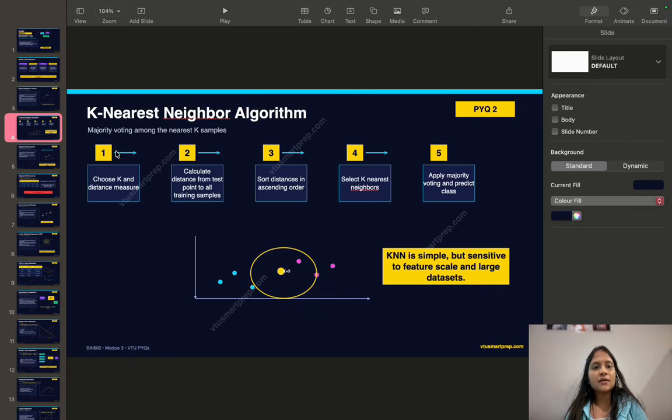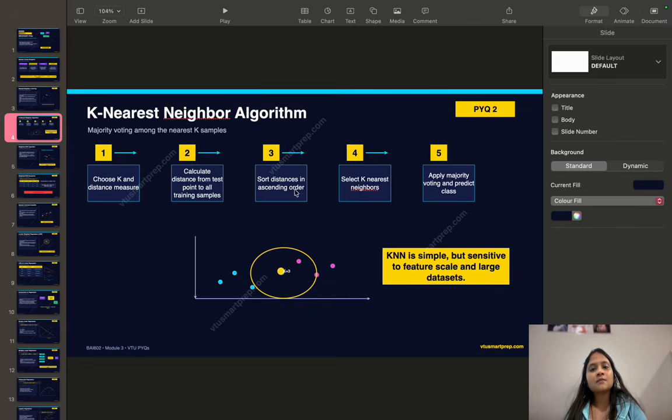Here you can see, in the first step, it is going to choose the k value and the distance measure. In the second step, it is going to calculate the distance from the test point to all training samples.